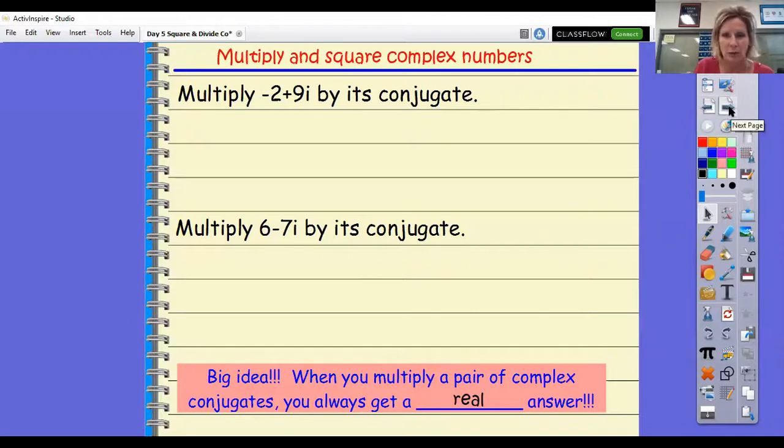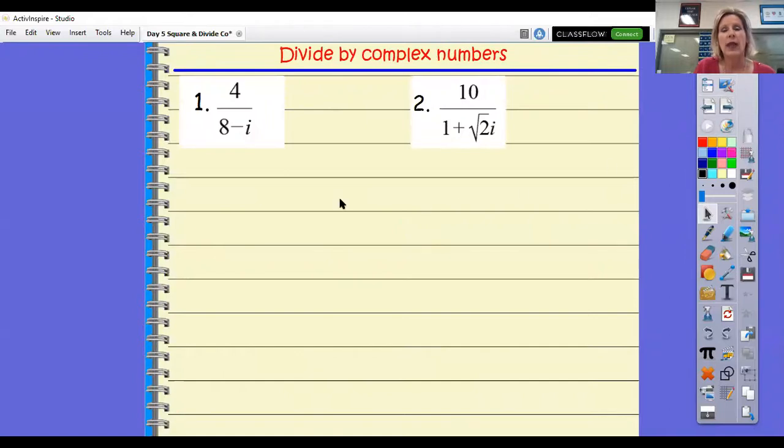Again, I didn't realize I made up 2 problems with the same answer. Completely coincidental. So now we're going to use the idea of conjugates to help us divide by complex numbers. And this is also going to help us review multiplying. So go ahead and write these 2 problems down in your notes, and then we'll do those together. Pause the video if you need to.